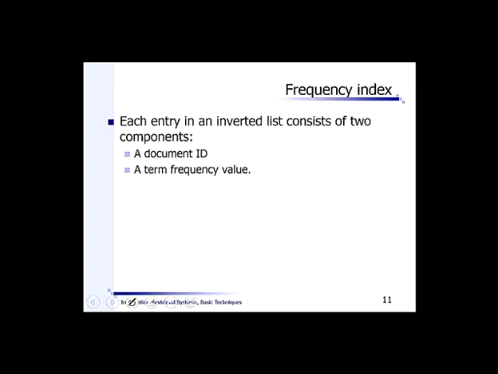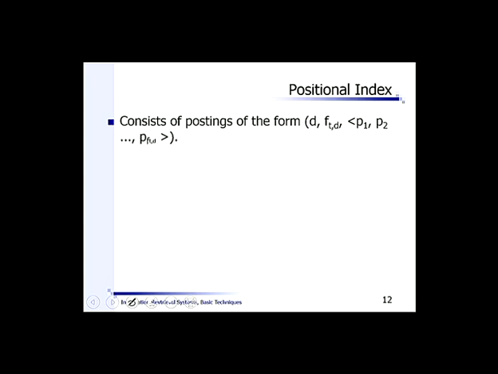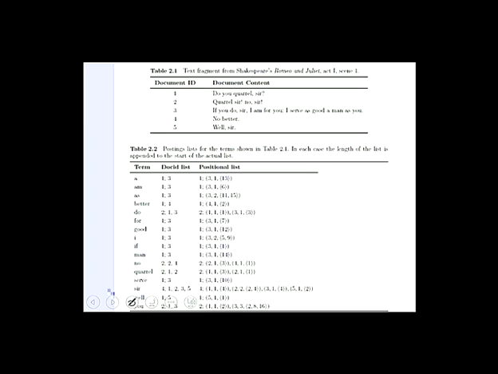The second is a frequency index. Each entry in an inverted index contains 2 components, a document identifier and a term frequency value, right? The next index is an extended version of this. The previous index contains only document and frequency. In this index, the positional index, it also contains the positions of all those values in every document, right? So let's see how it works.